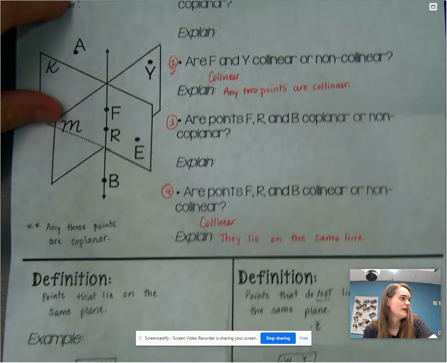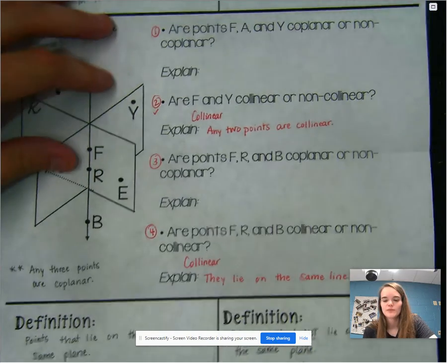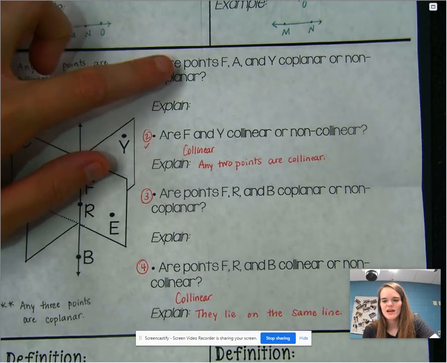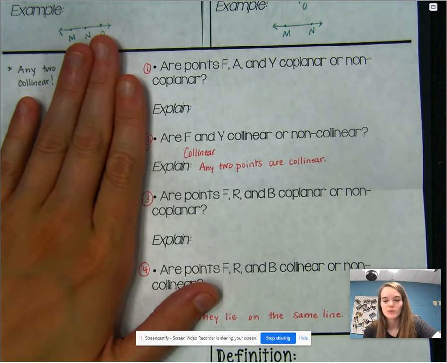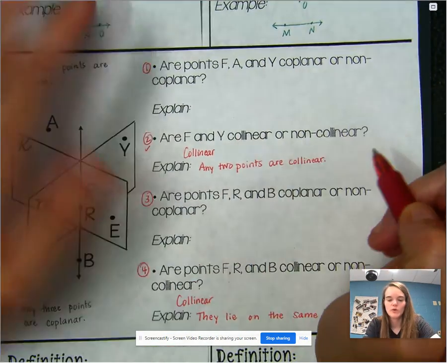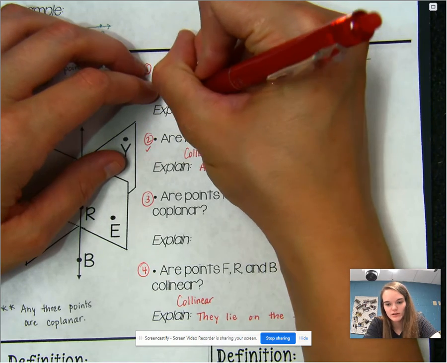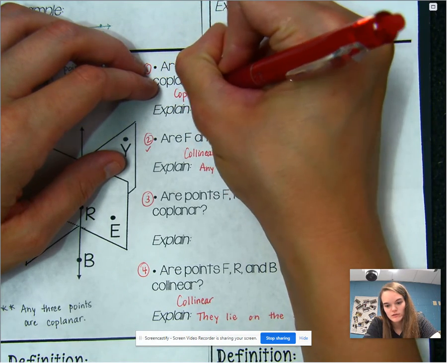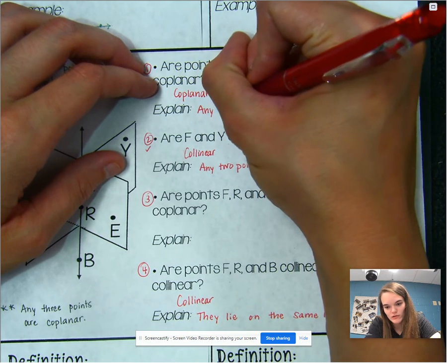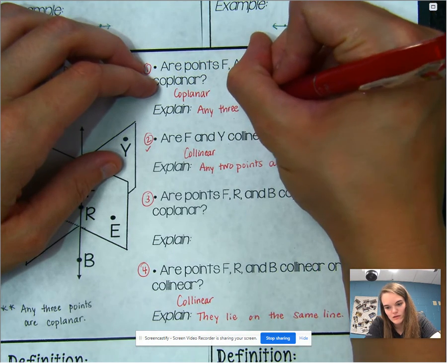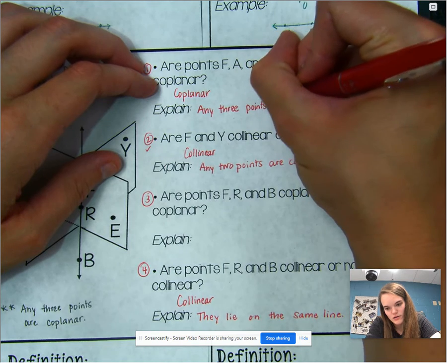Any three points are coplanar. Are points F, A, and Y coplanar or non-coplanar? I don't even have to look at this because there are 1, 2, 3 points. So they are coplanar, because any three points are coplanar.